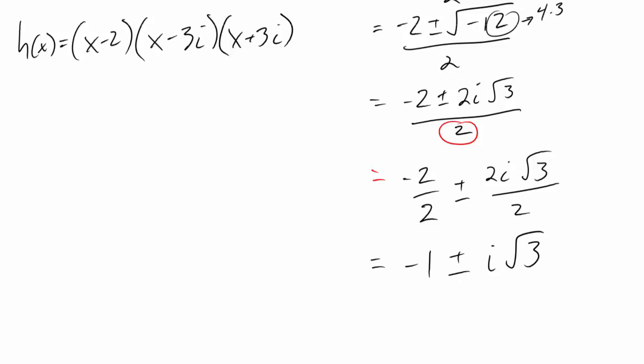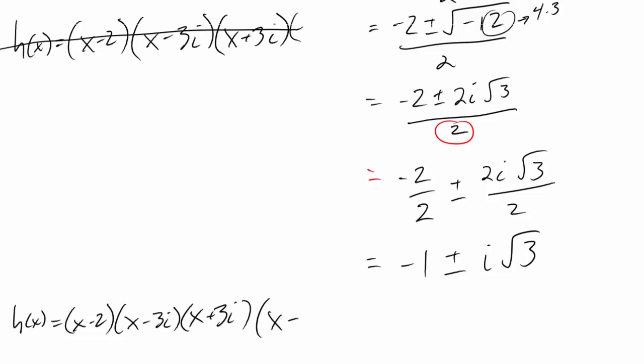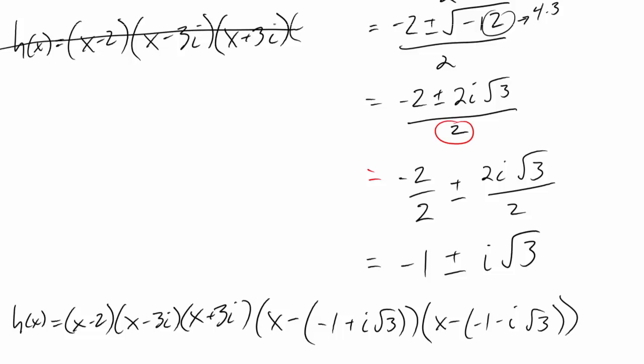So that's what we're going to have to carry on to finish up with our h of x, but I don't have enough room here, so we'll forget about this guy for the time being. And we'll try this again. Alright, so we had our h of x had the x minus 2, the x minus 3i, and the x plus 3i. And we have our x minus, and then our kind of less pleasant solution here of negative 1 plus i times the square root of 3, and x minus negative 1 minus i times the square root of 3 for our complete factorization of h of x into linear factors with complex coefficients.